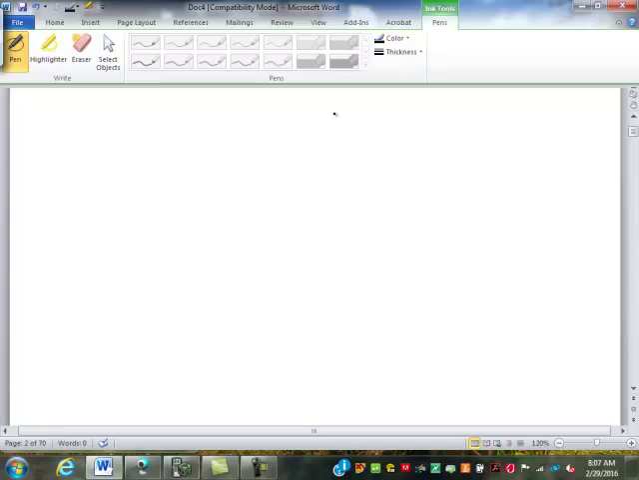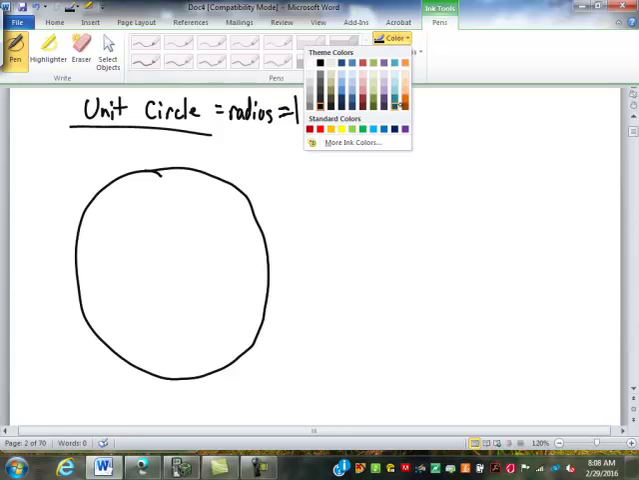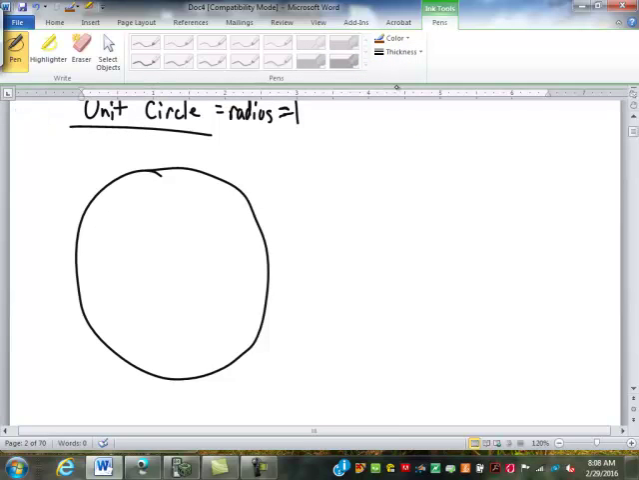Everybody thinks trig came from a triangle. Trig has been applied to a triangle, but all those trig functions actually came from a circle. It's something called a unit circle. A unit circle is a circle with a radius of 1. One unit, whatever units you're going to use. Exactly, 1 unit.